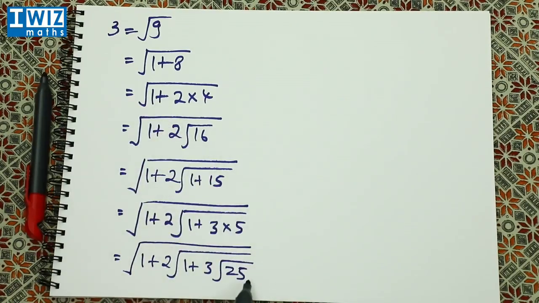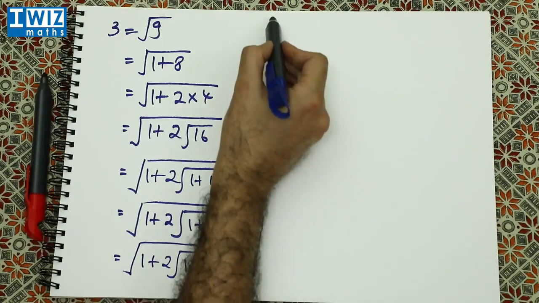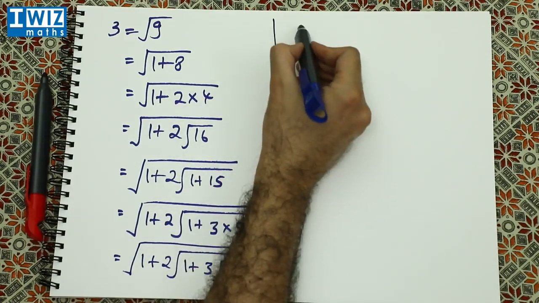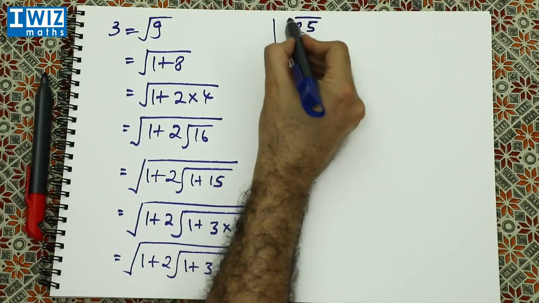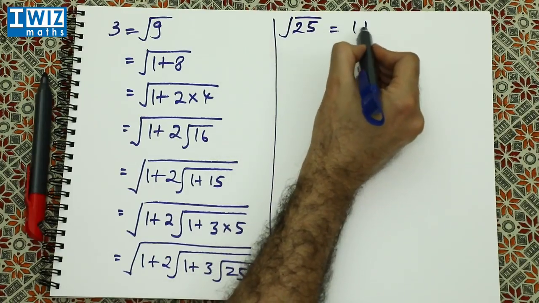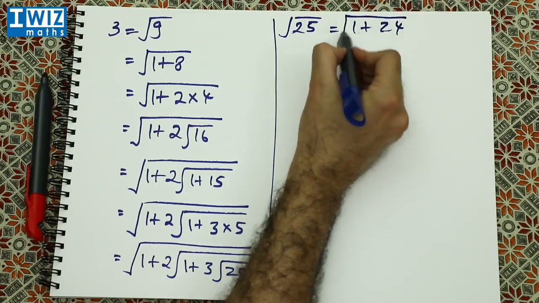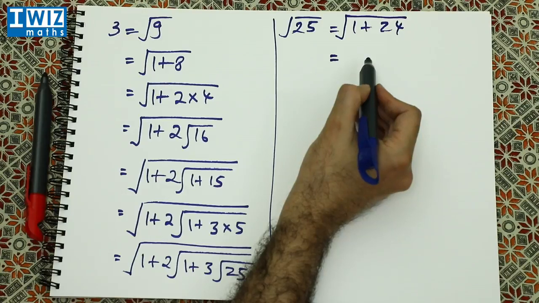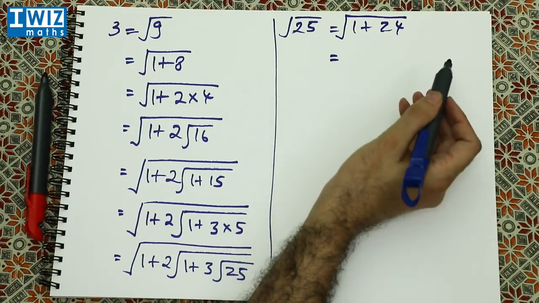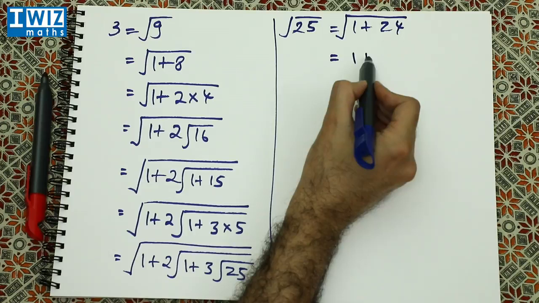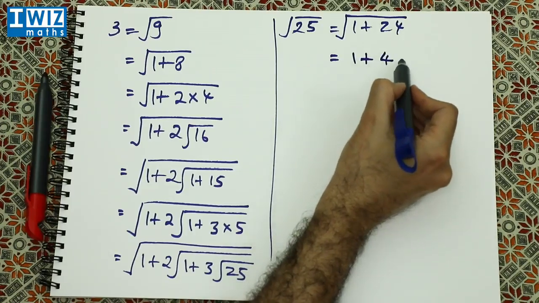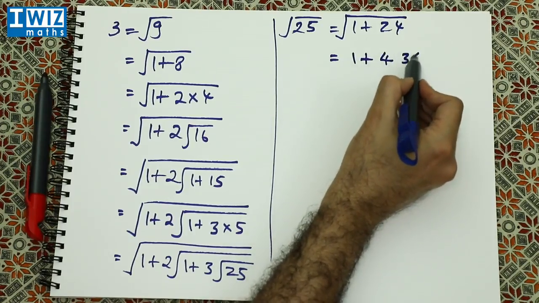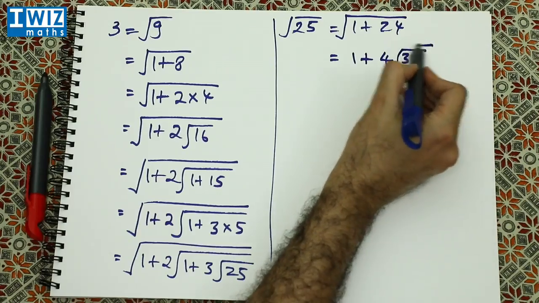So there's a little bit of a pattern forming here. Let's explore it a little bit more. Let's look at the square root of 25 in a little bit of detail. The square root of 25 is just 1 plus 24. Now 24 is 4 times 6, and 6 is just the square root of 36. So that will be 1 plus 4 times 6, but 6 is just the square root of 36, so we can write it in that fashion.